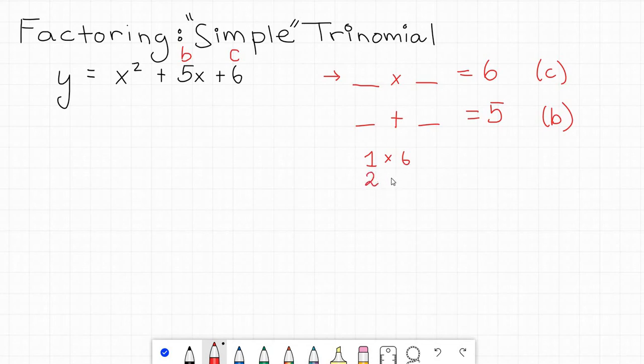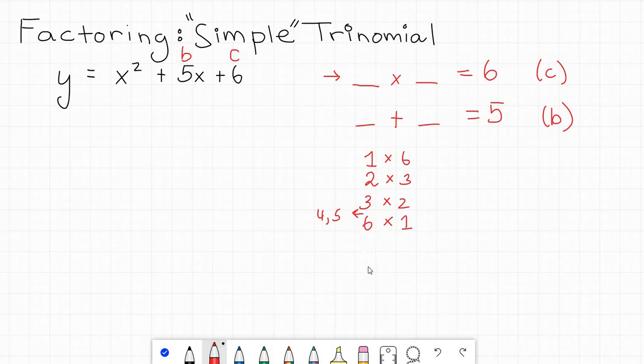Then we'll go to 2. 2 times 3 equals 6 as well. And then, of course, we can have 3 times 2 and 6 times 1. You just keep going up in numbers like that until you finish off the pattern. For example, with 4 and 5, we skip those because there's no way to multiply 4 or 5 to get to 6. Then all you need to do is look at these pairs of numbers and see which sets add up to 5.